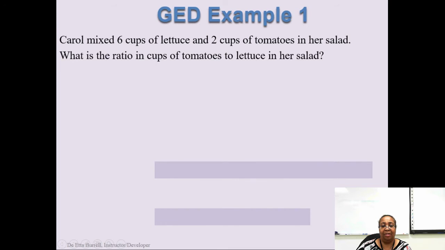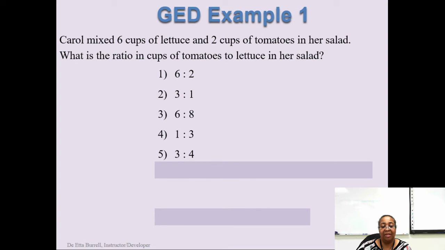Now, I want to give you some sort of testing choices that you can do too, because you'll see these show up on the GED exam. You'll see ratios and rates show up on a lot of different standardized tests. But in real life, we do this all the time too. So Carol mixes 6 cups of lettuce and 2 cups of tomatoes in her salad. What is the ratio in cups of tomatoes to lettuce in her salad? So 6 cups of lettuce, 2 cups of tomatoes. They want tomatoes to lettuce. That would be 2 to 6.